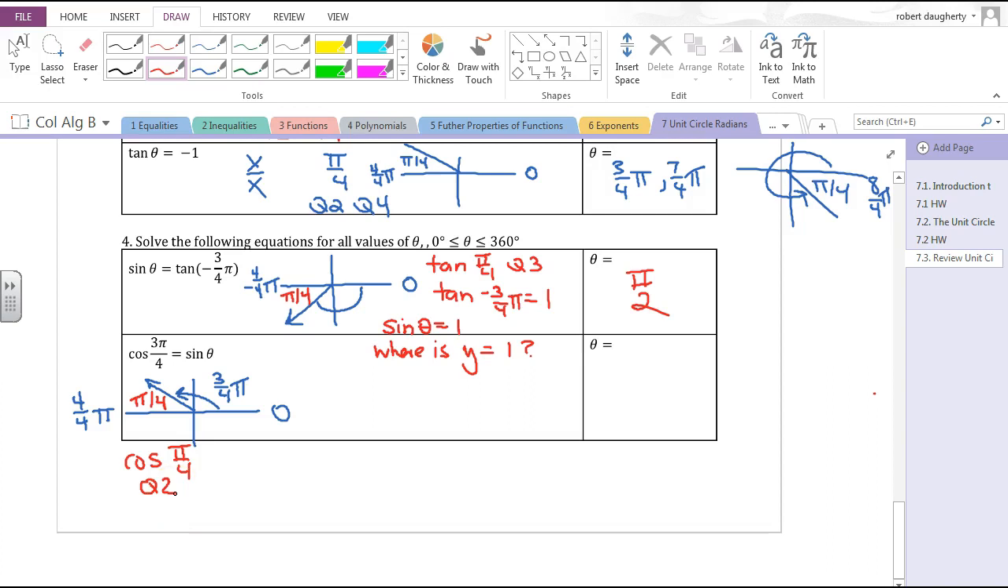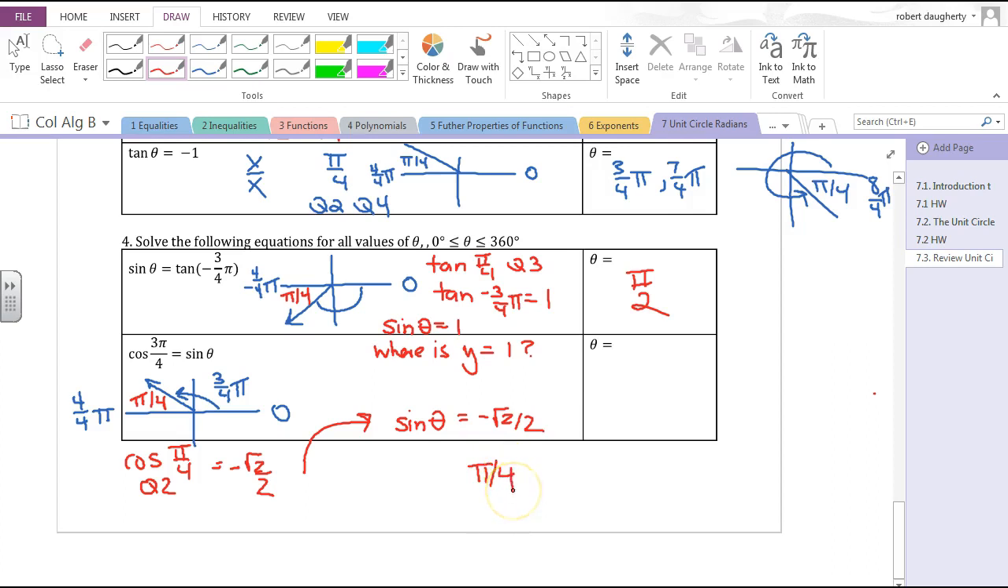Cosine is the x value. So this is square root of 2 over 2 in the second quadrant. Cosine is negative. So this problem now turns into sine of theta equals negative square root of 2 over 2. Well, sine is the y value. Where do you see a y value of square root of 2 over 2? You see that at pi over 4.